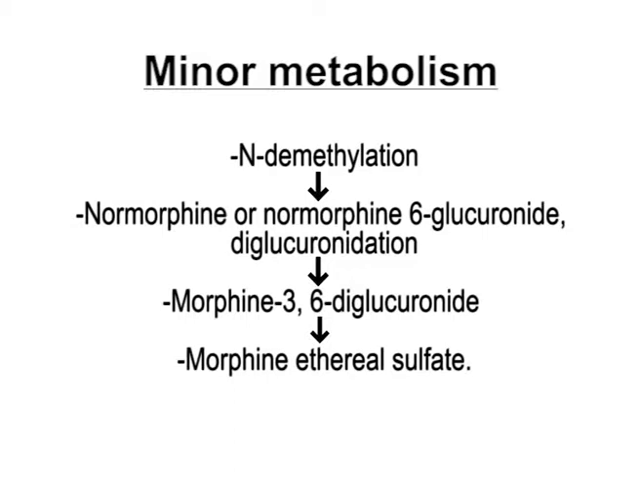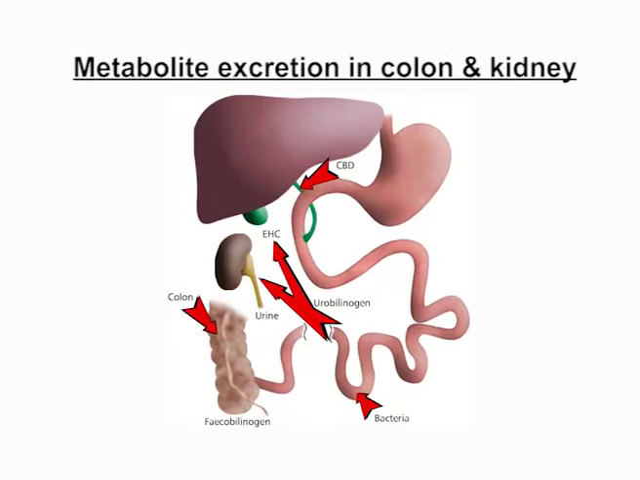diglucuronidation to morphine 3,6-diglucuronide, and formation of morphine ethyl sulfate. A recent study found that a small portion of morphine is also metabolized to hydromorphone, although there are no data suggesting a meaningful clinical effect. The unchanged and unconjugated morphine is excreted by the colon and by the kidneys. A small amount is also excreted through milk.